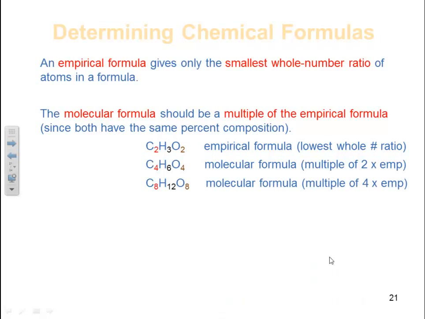Another example, C8H12O8. That's a molecular formula. That's a multiple of 4 times the empirical formula. So basically, I'm multiplying that empirical formula by 4 to get my 8, 12, and 8. Okay? So if I knew the molecular mass of my molecular formula and the empirical formula mass, I can figure out how many multiples it is from that empirical to the molecular formula.